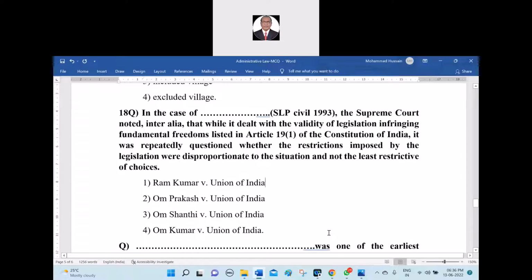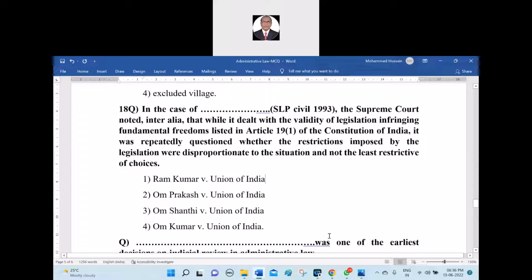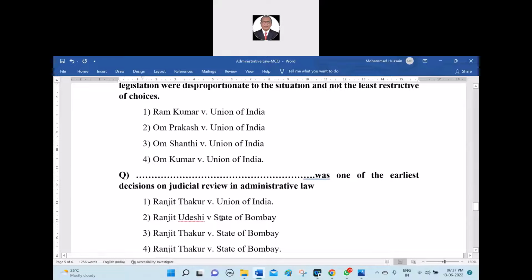It is observed in the number 1, Ram Kumar versus Union of India. Number 2, Om Prakash versus Union of India. Number 3, Om Shanti versus Union of India. Number 4, Om Kumar versus Union of India. Om Prakash versus Union of India, wrong. Next option. It is the Om Kumar versus Union of India. That is the 4th option, the right answer for the 18th question.